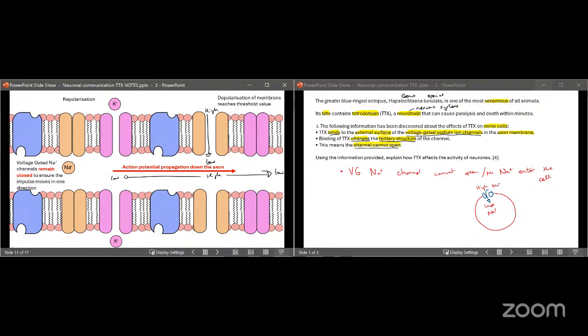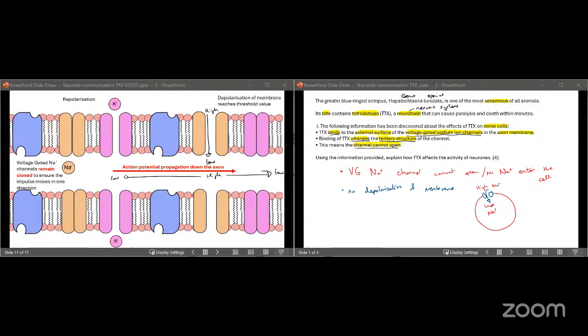So if we go back to the question then, and we actually look at what we're being told in this question, we know that our voltage-gated sodium channels are going to remain closed. Therefore, no sodium is going to enter. Therefore, we're going to have no depolarization of the membrane.